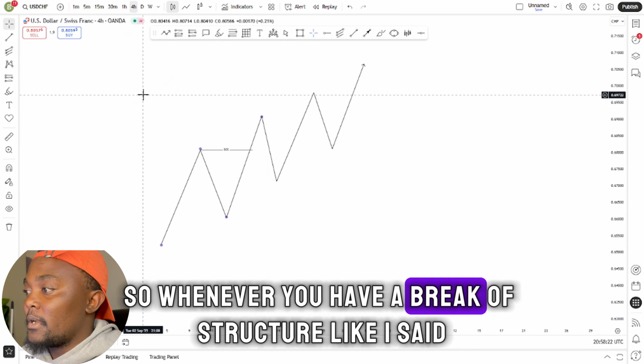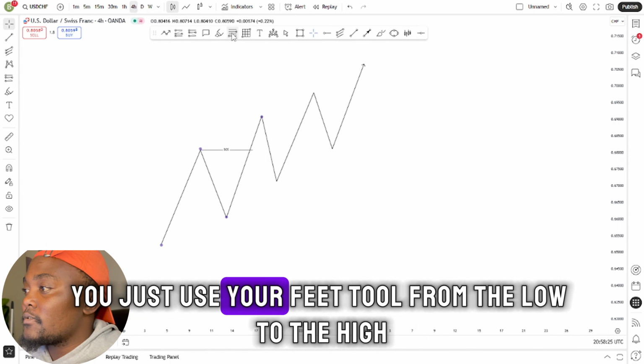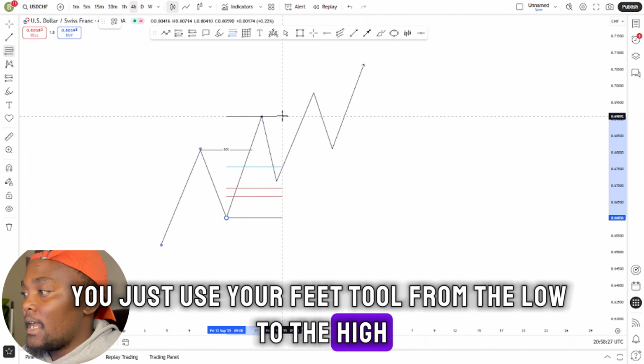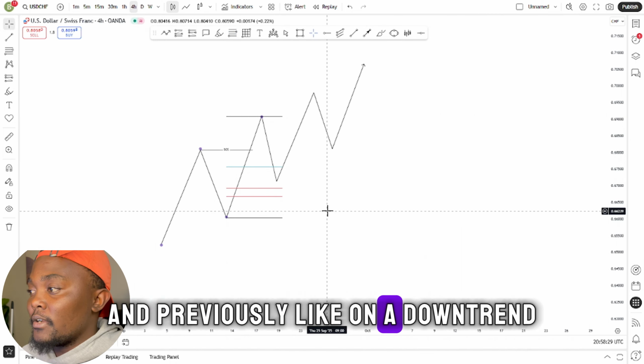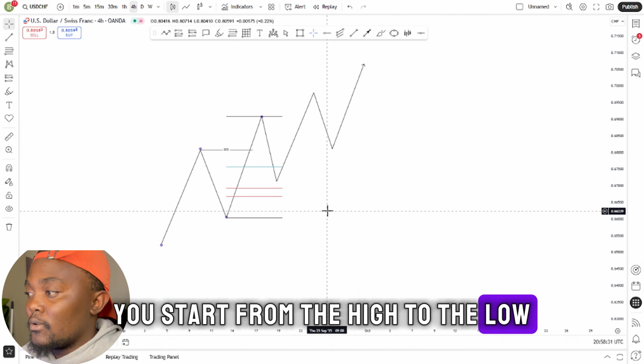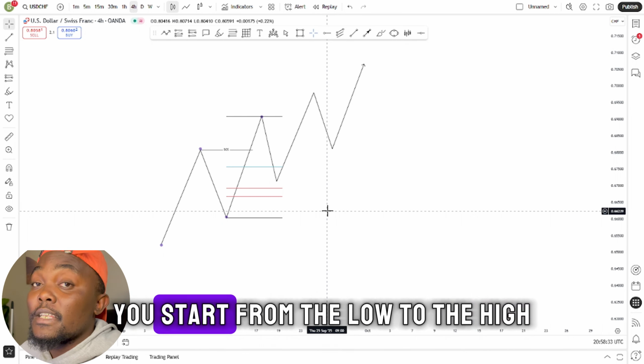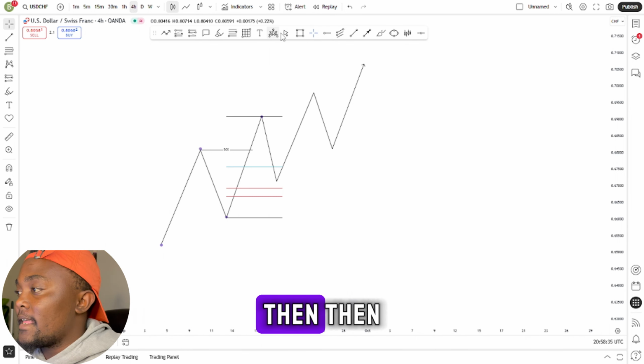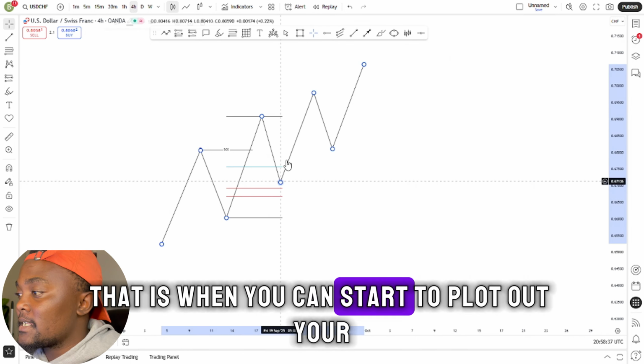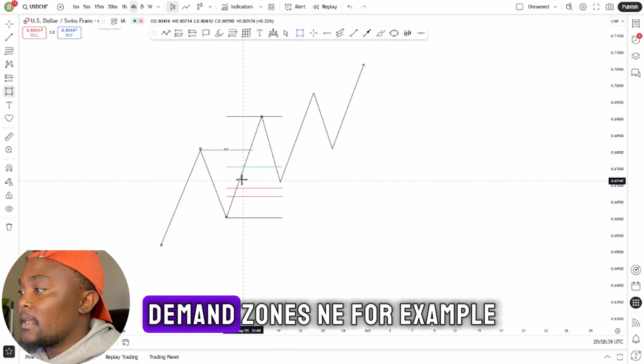Whenever you have a break of structure, like I said, you just use your fib tool from the low to the high. Previously, on a downtrend, you start from the high to the low, but from this one here, you start from the low to the high. Then that is when you can start to plot out your demand zones.